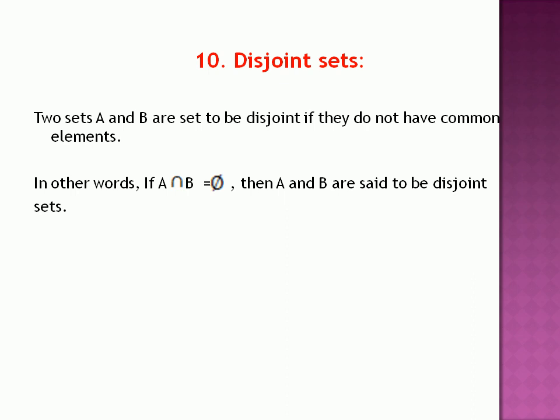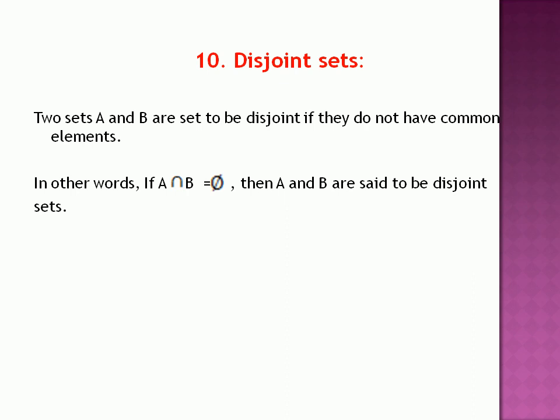10th one, disjoint sets. Two sets A and B are said to be disjoint if they do not have common elements. Both A and B do not have common elements means it is a disjoint set. In other words, if A intersection B is equal to ∅, then A and B are said to be disjoint sets. There is no common element between A and B.